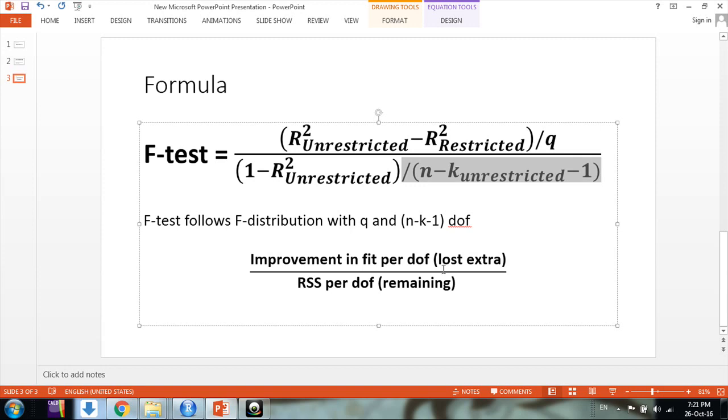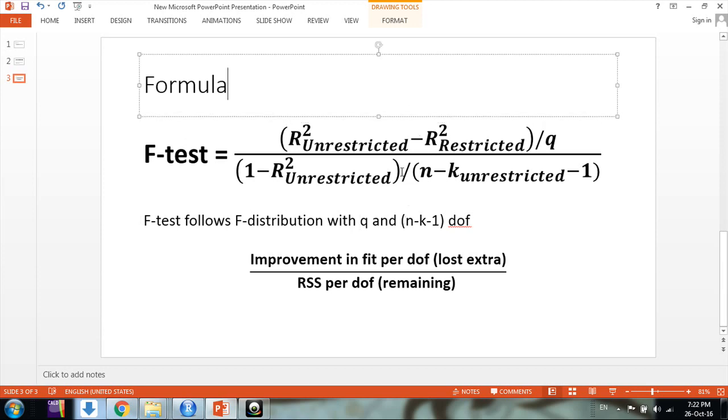So in that situation, we want to measure the improvement in the model. Is it better, in terms of ratio, as compared to the RSS in the model? So friends, in this way, if the computed F-test is more as compared to the critical value of F-test with q and n minus k minus 1 degrees of freedom, we would say yes, the unrestricted model or the bigger model is better statistically as compared to the restricted model.